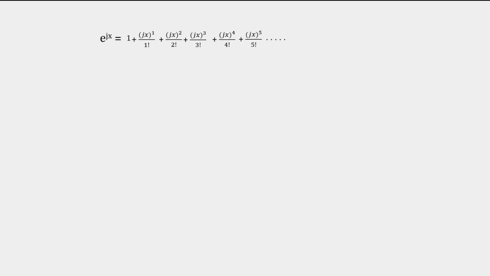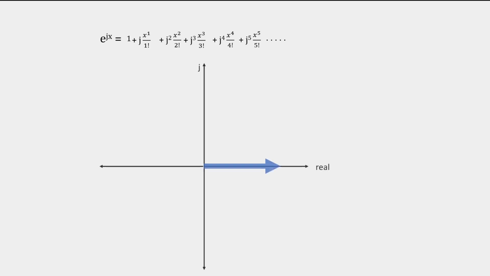e raised to power jx would mean that we will replace x with j of x on both sides. So on the right side of the equation, each term we can replace x with j of x. In each term, then we can separate j raised to power n from x raised to power n. The first one, that is j raised to power 0, is on real axis. j raised to power 1, that is j, takes us to imaginary axis.